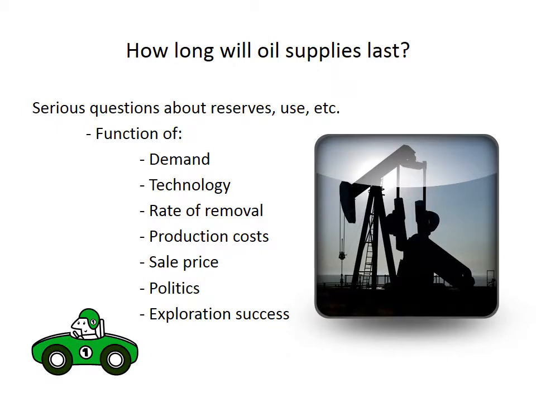How long exactly an oil supply is going to last us depends on a whole host of different factors, mainly including things like demand. How much do we use? Technology. Do we have other ways to do things that will use less oil? Or can we do more by using less? Our rate of removal. Because sometimes when there is more of something available, we tend to use more of it.